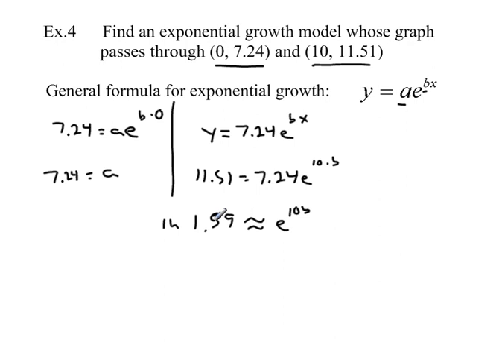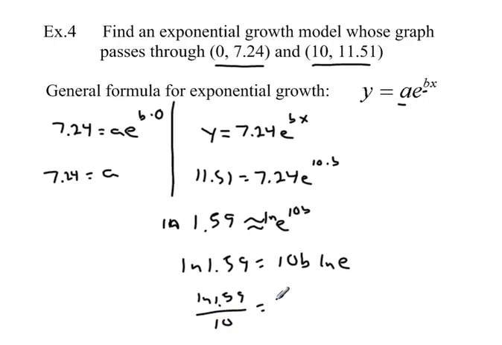Now we know we're going to need to take a logarithm of both sides. Let's use natural logarithm here. So we have the natural log of 1.59 equals, let's move that 10b in front, 10b times the natural log of e, which is equal to 1. If we divide both sides by 10, we get the natural log of 1.59 divided by 10 equals b. Okay, so if we take the natural log of that answer and keep all the decimal places you can, divide that by 10, you get b is about equal to 0.046.